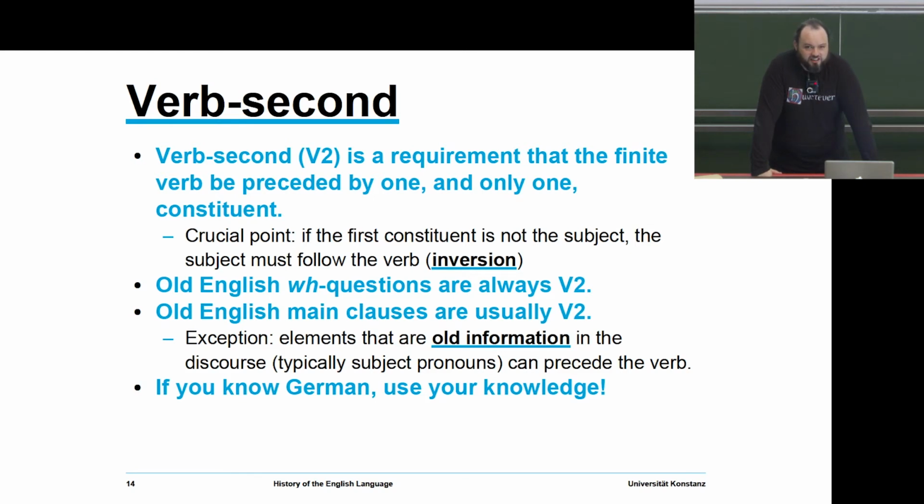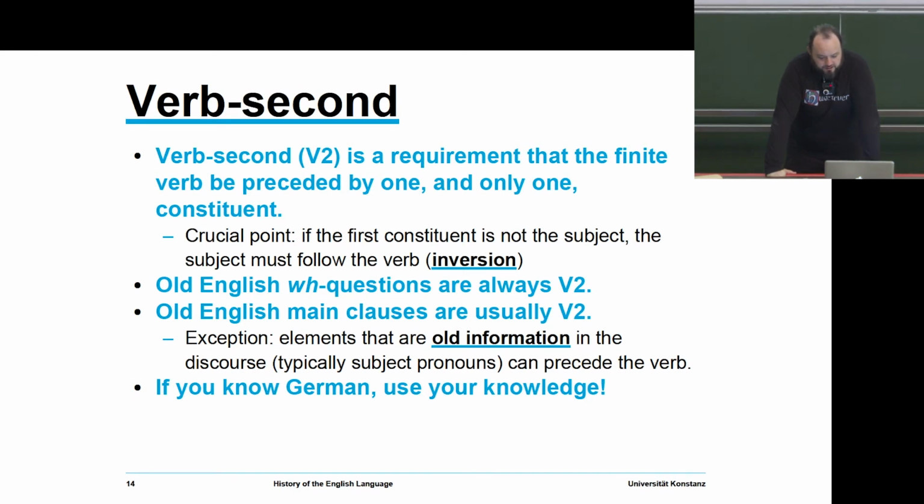And Old English is not quite as consistent as a language like modern Scandinavian, modern Dutch or modern German in this regard, because Old English WH questions are always verb second, but Old English declarative main clauses, so normal unmarked declarative main clauses, are not always verb second. They can be, but they don't have to be.